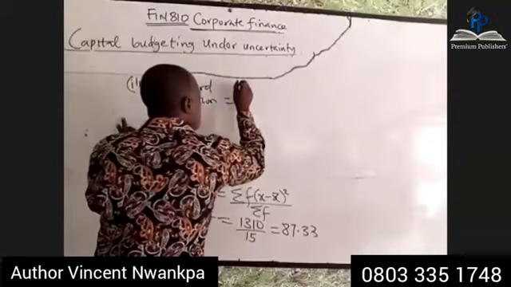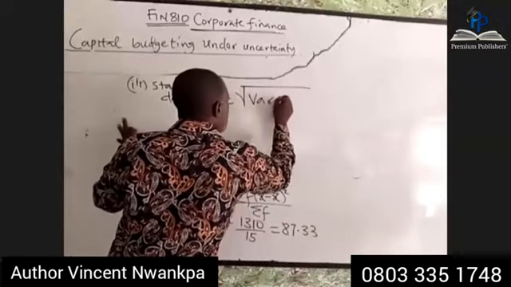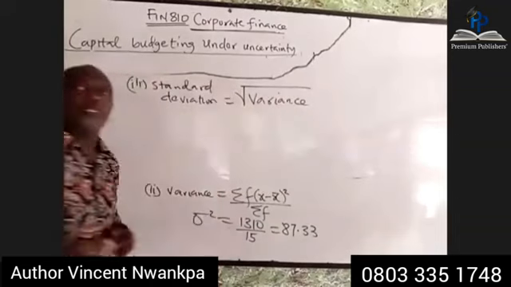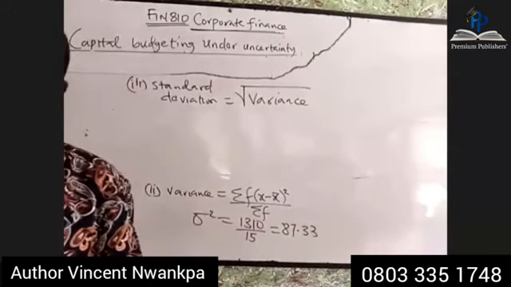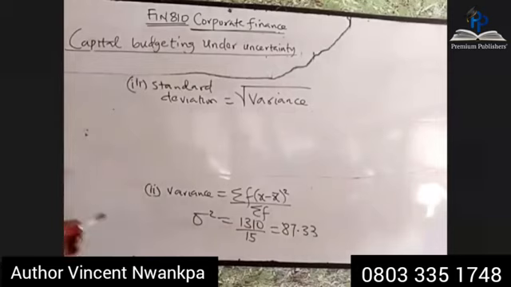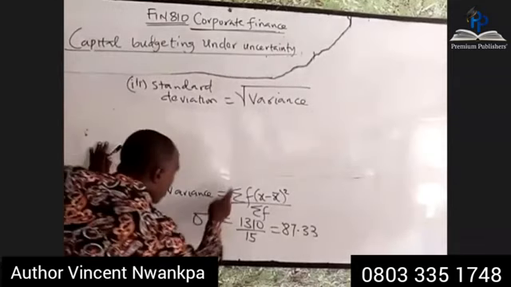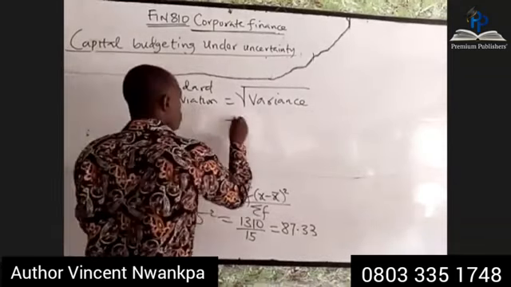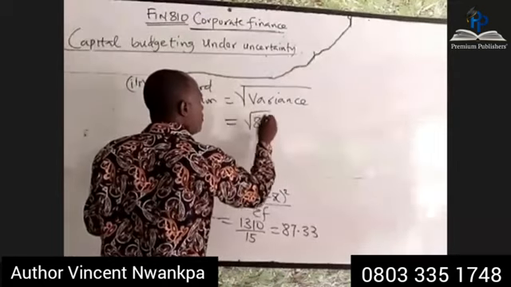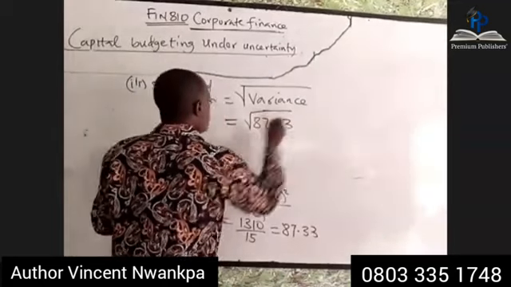Standard deviation, in simple language, not to waste our time: the square root of variance is your standard deviation. Or the square root of this, our formula, is your standard deviation. So the square root of 87.33 will be our answer.